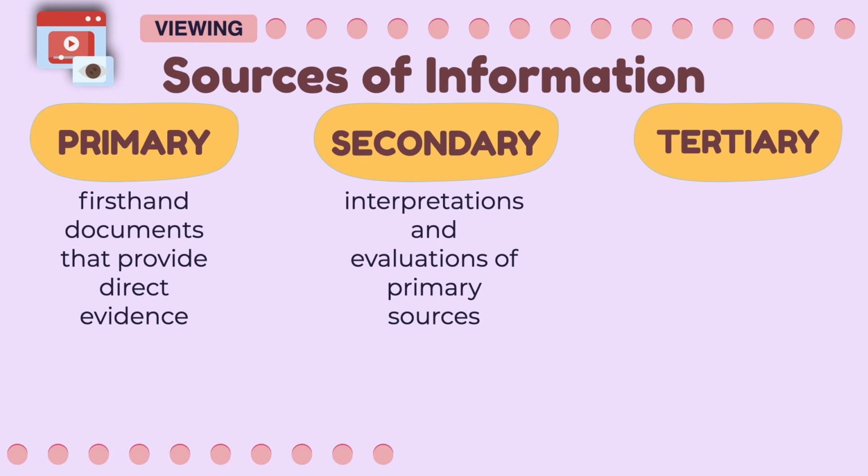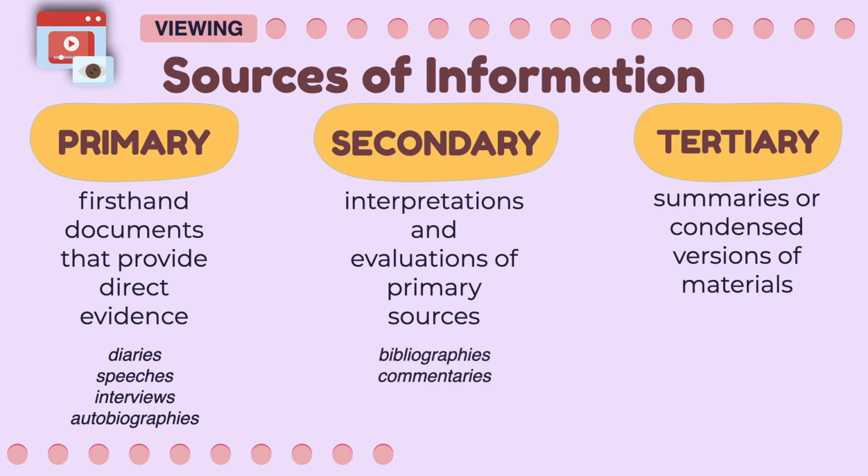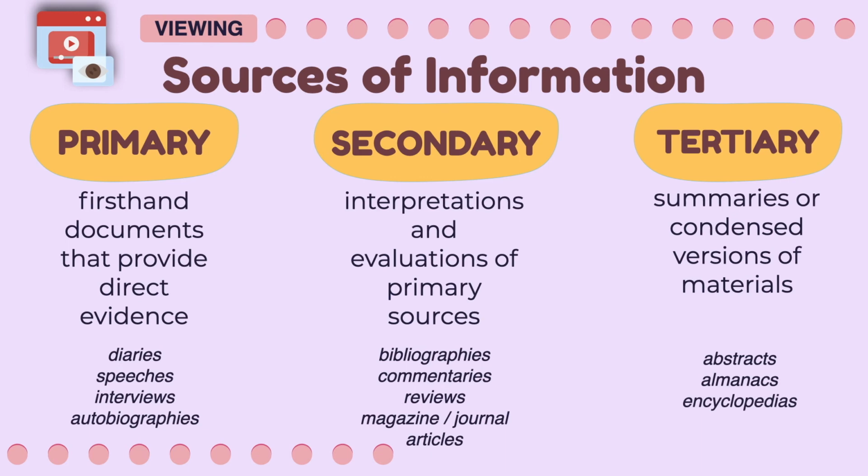Tertiary sources present summaries or condensed versions of materials, usually with references back to the primary and/or secondary sources. Examples of primary sources are diaries, speeches, interviews, and autobiographies. For secondary sources, we have bibliographies, commentaries, reviews, and magazine or journal articles. Lastly, for tertiary sources, we have abstracts, almanacs, encyclopedias, and dictionaries.